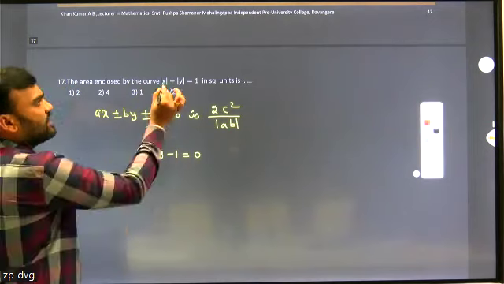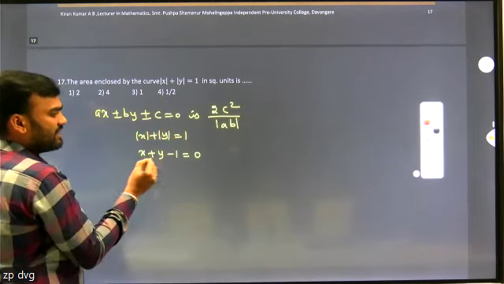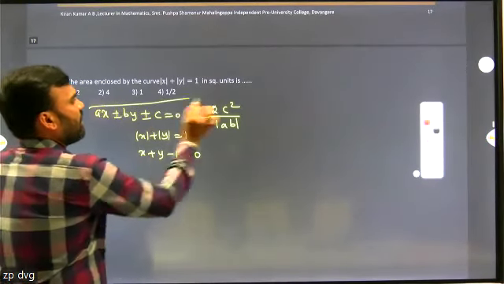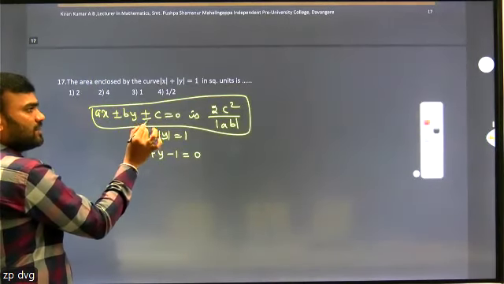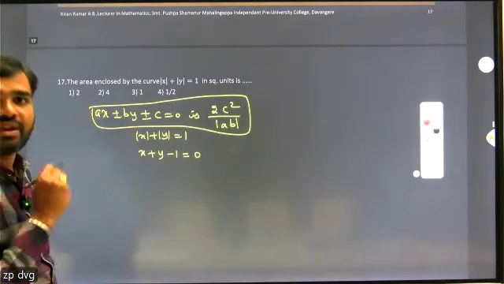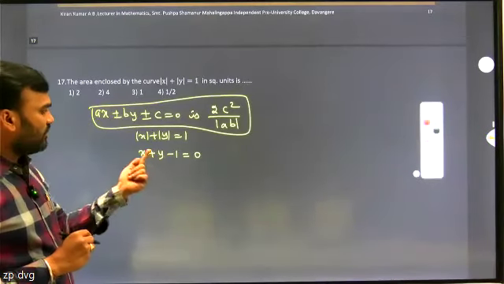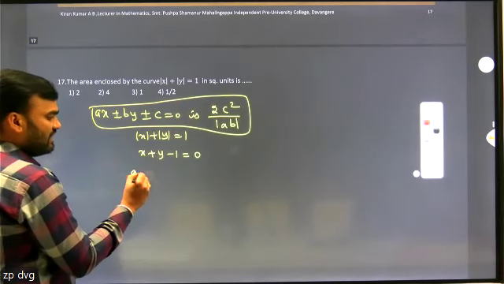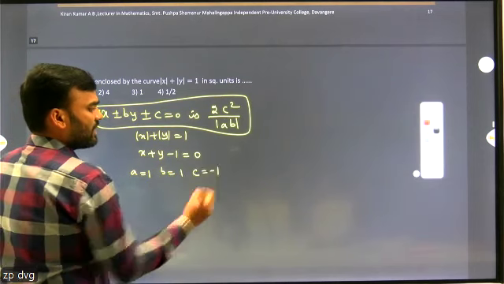Now, the equation mod x plus mod y is equal to 1, I have written as x plus y minus 1 is equal to 0. In this form, when it is ax plus or minus by plus or minus c is equal to 0, what should we do? 2c square divided by modulus of ab. Sir, here the x coefficient is 1, the y coefficient is 1, and the constant c is minus 1. So a is equal to 1, b is equal to 1, c is equal to minus 1.